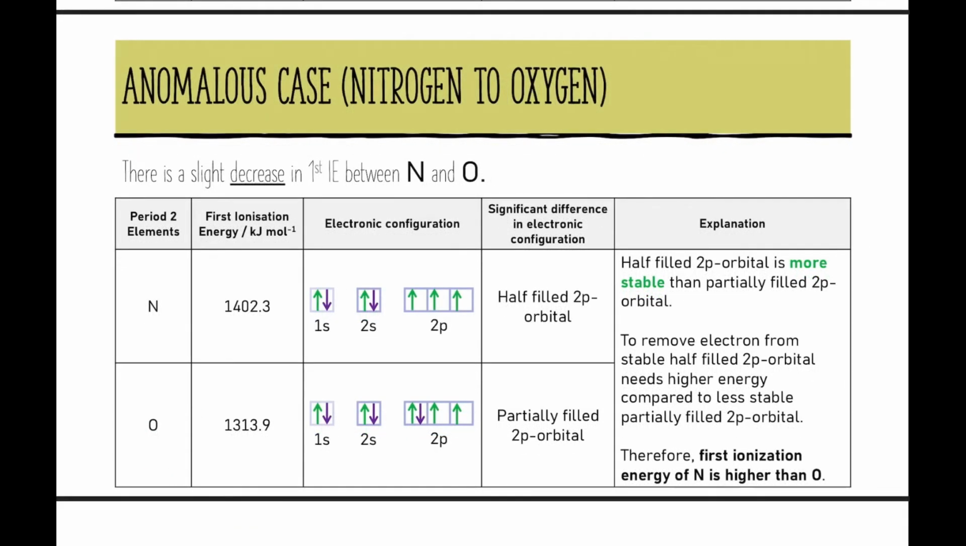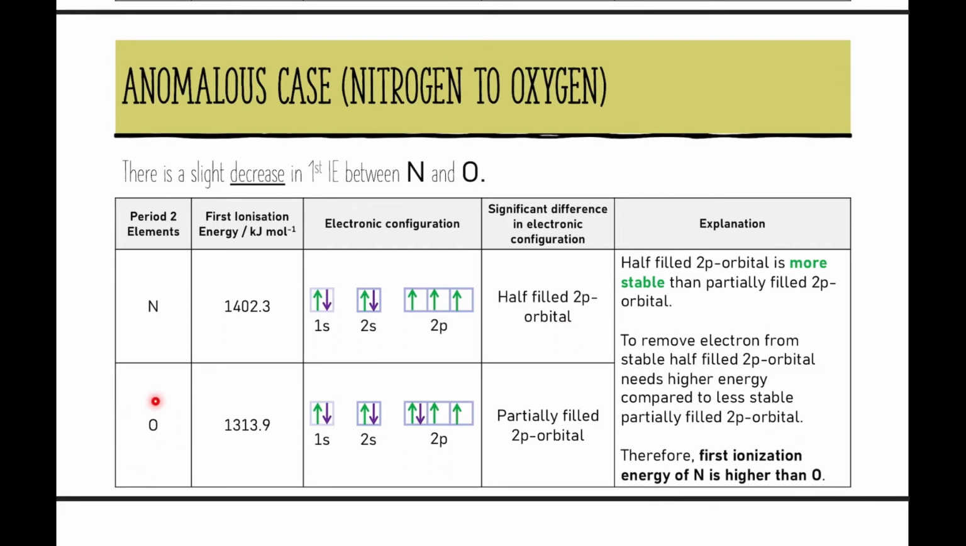Now let's move on to the second anomaly, between nitrogen and oxygen. There is a slight decrease in first ionization energy between nitrogen and oxygen. This is due to the electronic configuration of nitrogen, which is 1s2 2s2 2p3. Here, as you can see, there are 3 electrons in the 2p orbital, compared to the full 2p orbital with a maximum number of 6 electrons. This is called a half-filled 2p orbital.